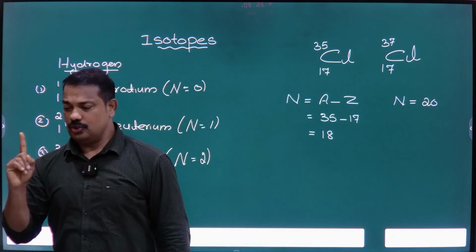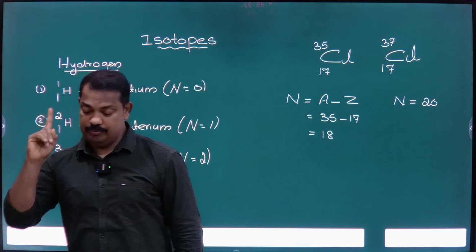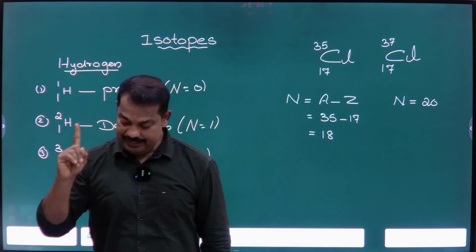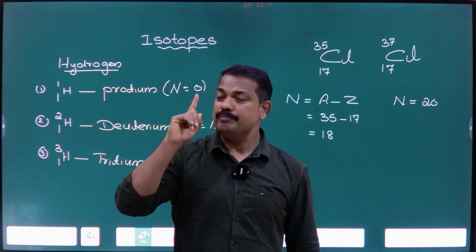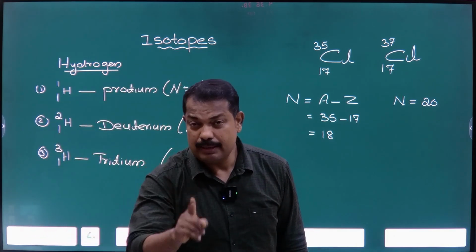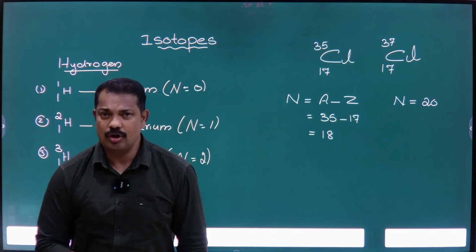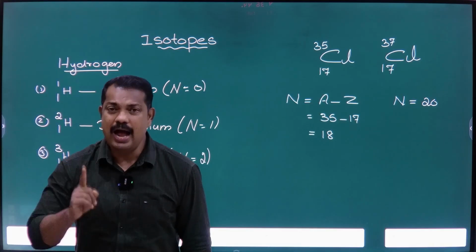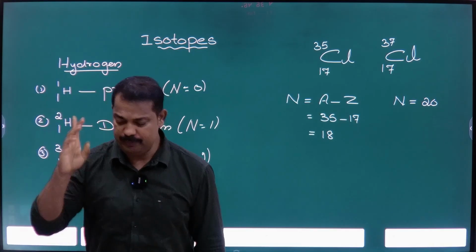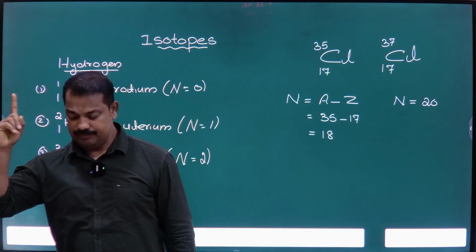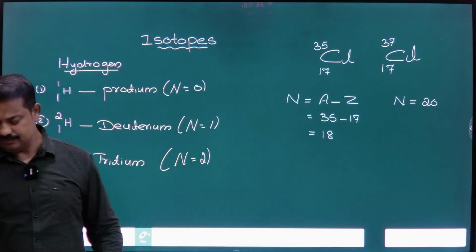All the isotopes of an element show identical chemical properties. Why do isotopes of an element have identical chemical properties? What is the reason?